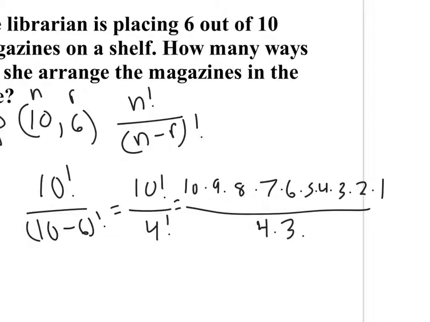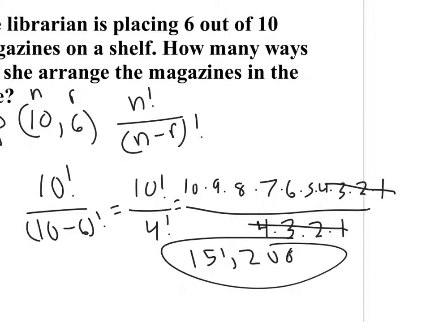4, 3, 2, 1. So the 4, 3, 2, 1 would cancel with the 4, 3, 2, 1 up top. I'm left with 10 times 9 times 8 times 7 times 6 times 5. When I multiply all those out, I get 151,200 possible ways of doing this.